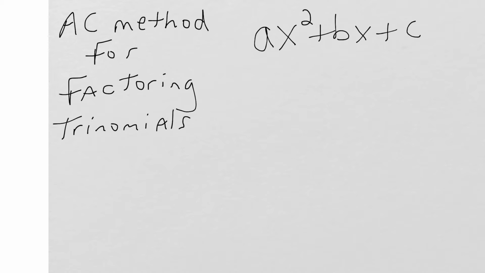that a value is a 1, we don't really have to use the AC method. We can sort of just do it by trial and error. But when it's something other than 1, a 3, a 5, a negative 2, 6, 10, then we are going to try to use the AC method for factoring. So how exactly does that method work?